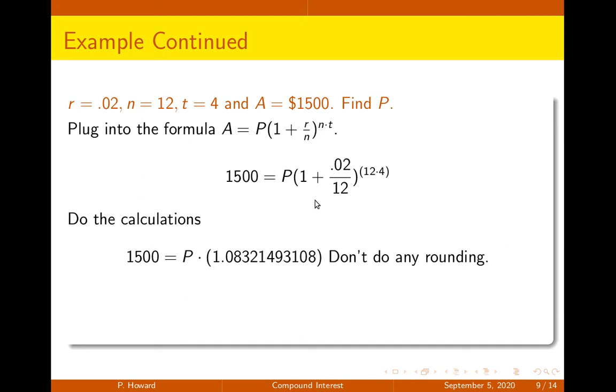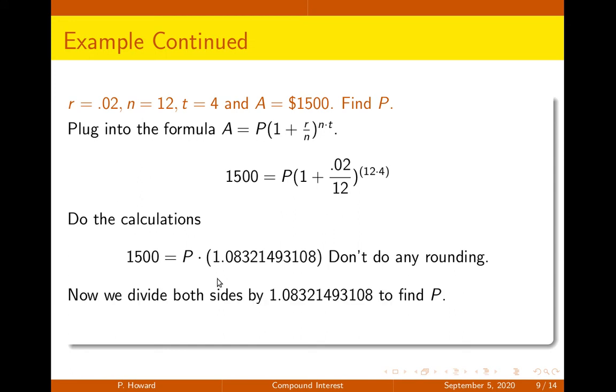And now we are interested in finding P. So we're going to divide both sides by this multiplier for P. And that will give us P. 1,500 divided by this number in parentheses is $1,384.77. Round to the nearest cent at the end.